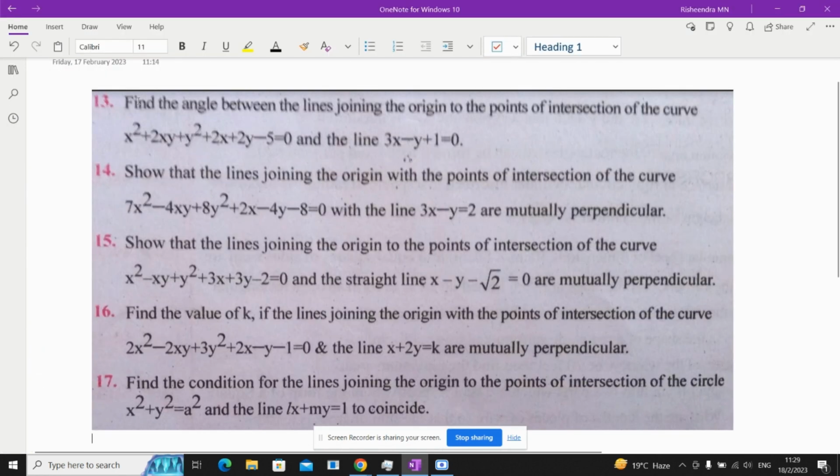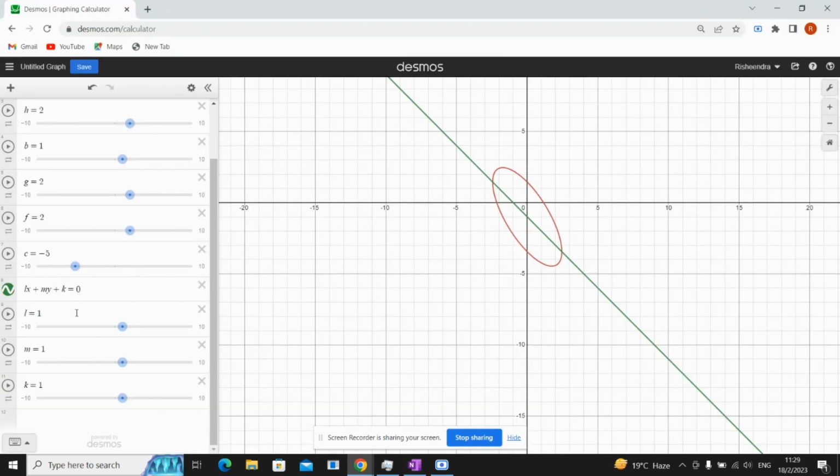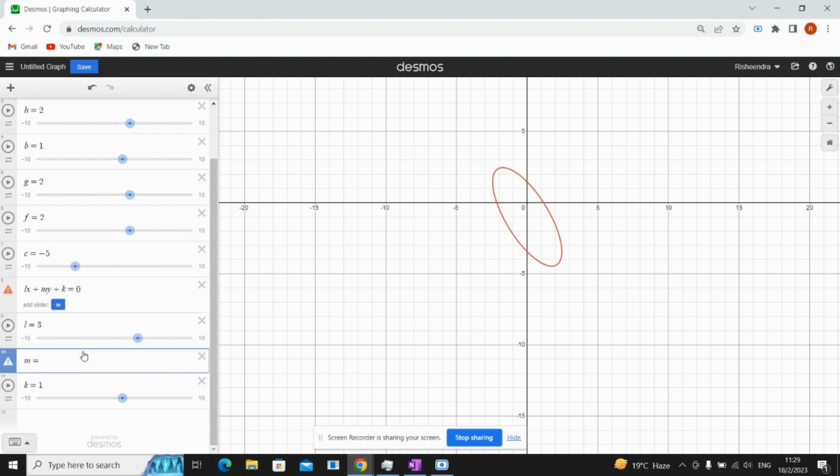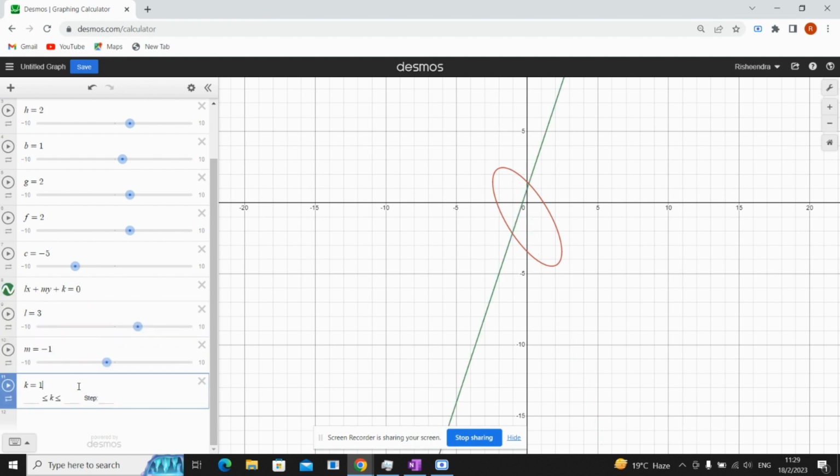So let's get the values: 3, minus 1, and plus 1.